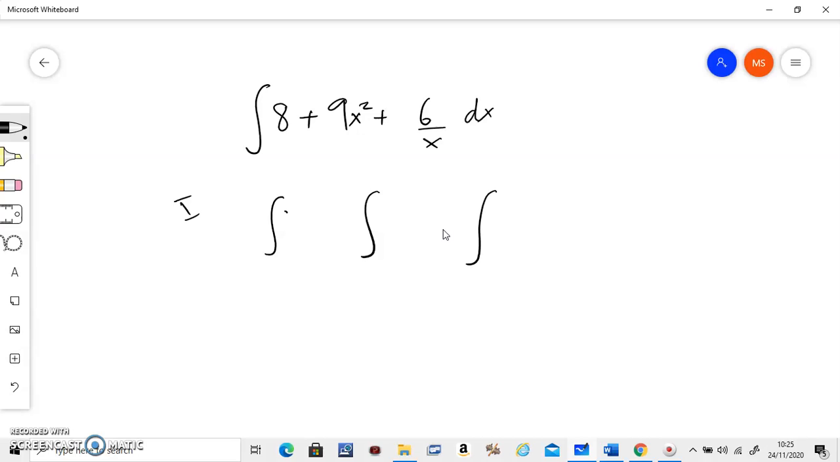Okay, now let's do a problem where there is a combination of functions. For example, if I give you the integral of 8 plus 9x squared plus 6 over x dx. If a problem like this shows up, what you should do, step 1, is distribute the integration to all three of them. Keep the 8 as it is, the 9 can come outside, x squared inside, the 6 can come outside, and put dx to all of them. The 8 can come outside over here as well.